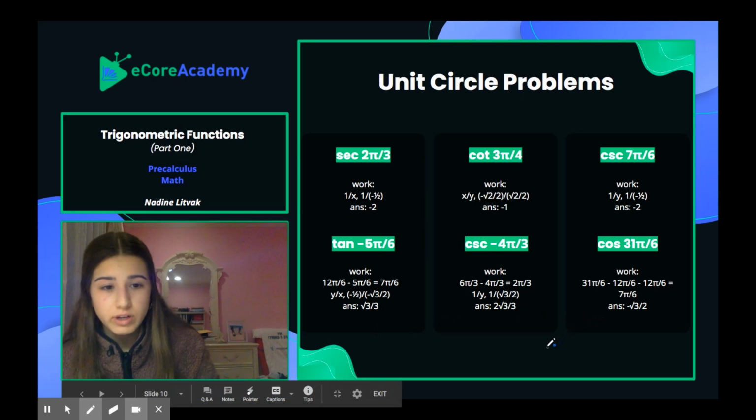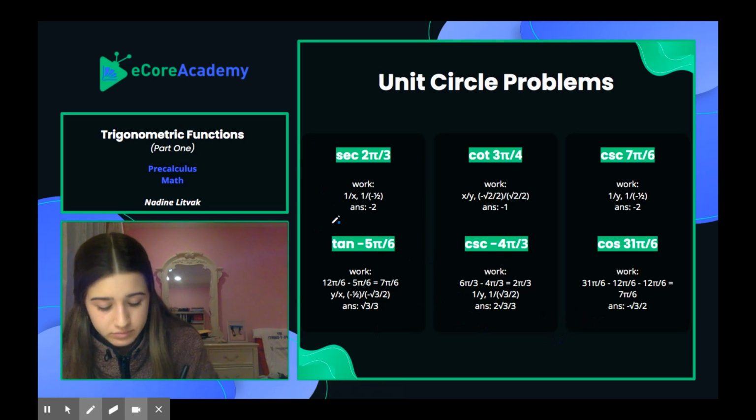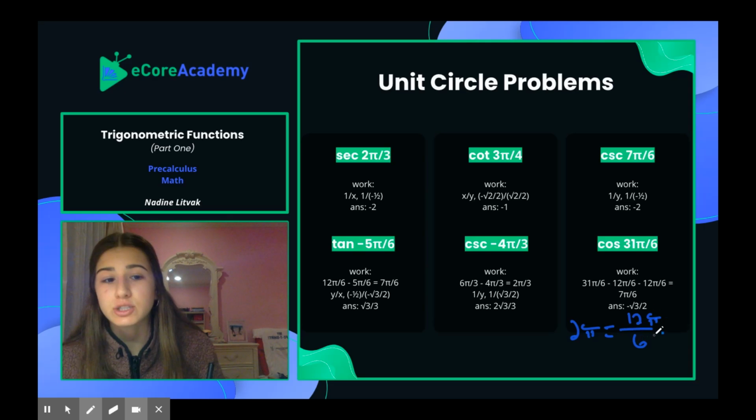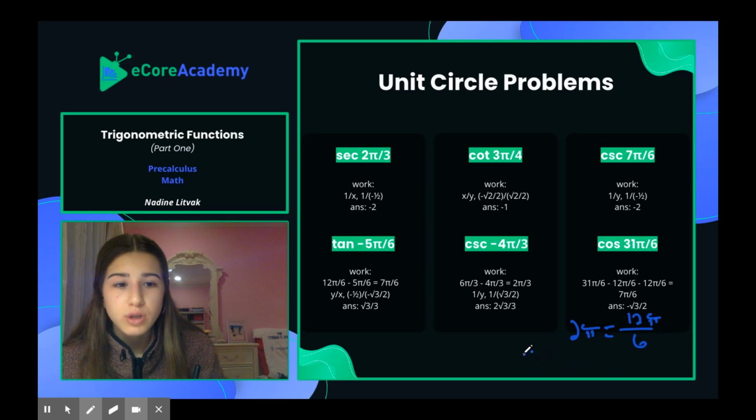So, we know, again, that on the unit circle, 2 pi is 1 revolution. In terms of a fraction over 6, this would be 12, right? Because 12 divided by 6 is 2, so 12 pi over 6. So, we just have to subtract 31 pi over 6.